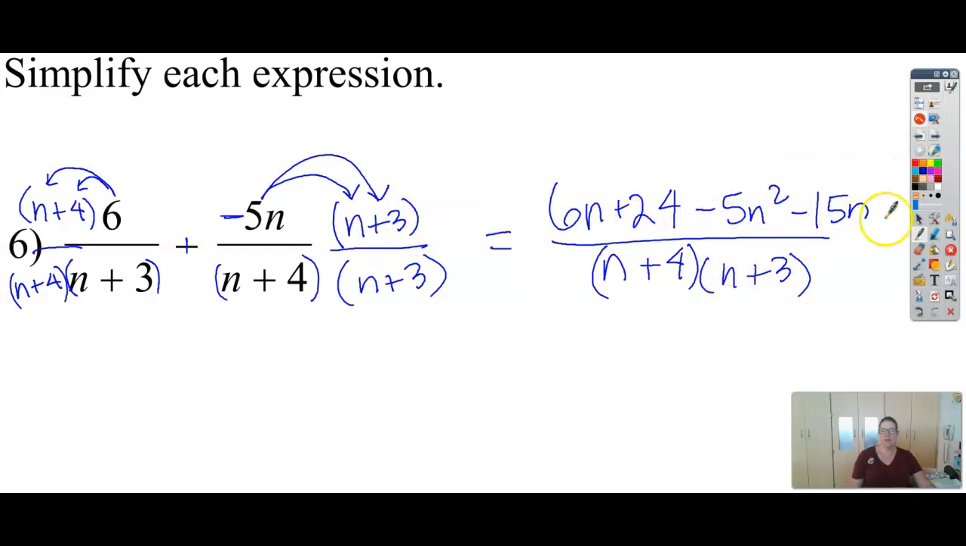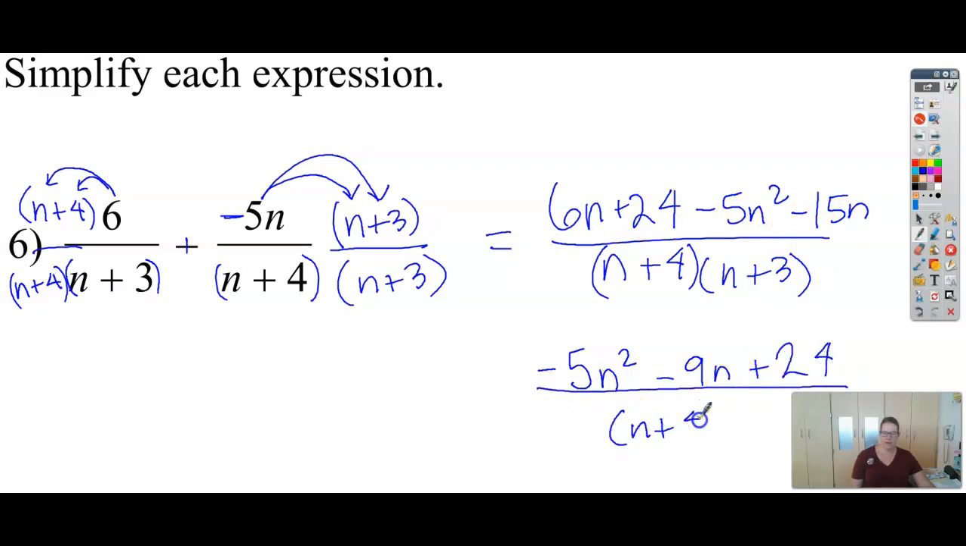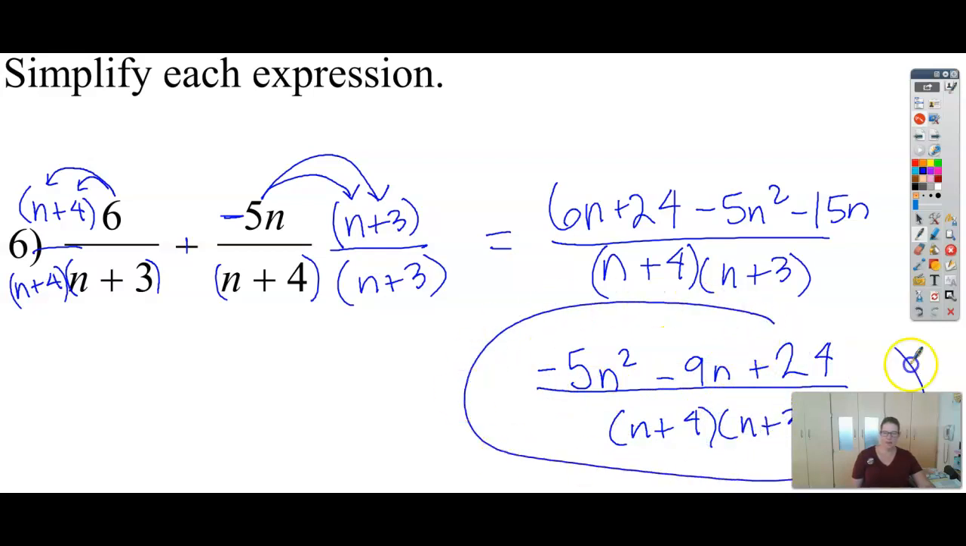So now I can just look through here and simplify as much as possible. I'm going to put the top in standard form. Negative 5n squared will come first because it has the highest exponent. Next I'll have the 6n minus 15n, which comes out to negative 9n, and then plus 24. And that will be all over n plus 4 times n plus 3. Okay, so that's my answer.